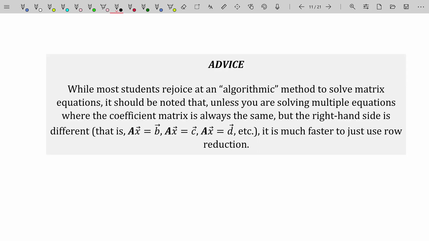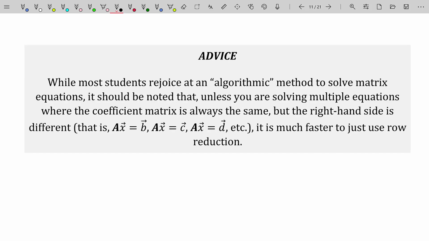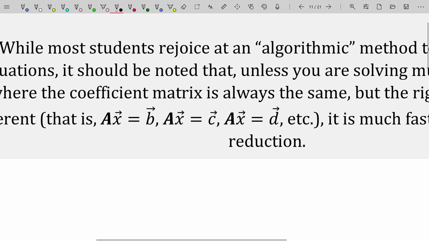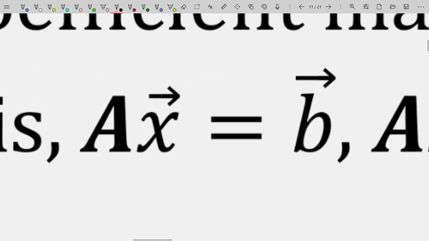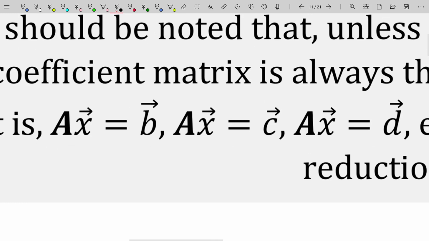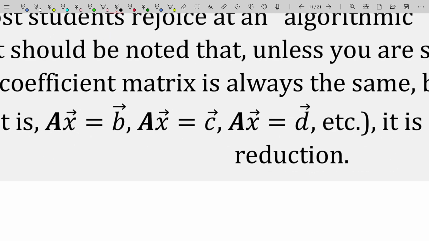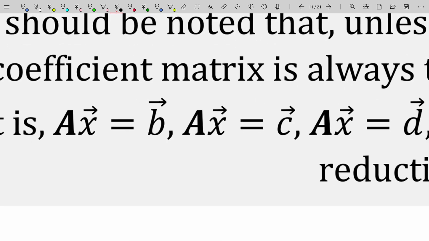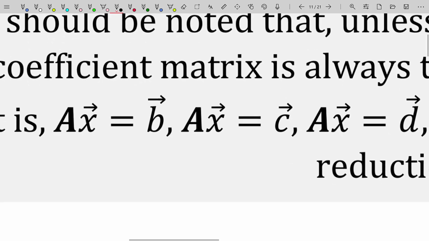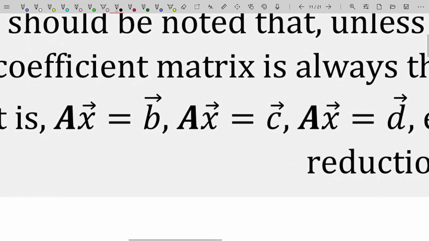Now, I want to give you some advice before we continue forward. While most students rejoice at an algorithmic method to solve matrix equations, like X is equal to A inverse B, it should be noted that unless you're solving multiple equations where the coefficient matrix is always the same, but the right-hand side is different, so in other words, you're solving equations like AX equals B, then AX equals C, then AX equals D, and so on and so forth. Unless you're facing that situation, finding the inverse is a little more computationally heavy than you need.